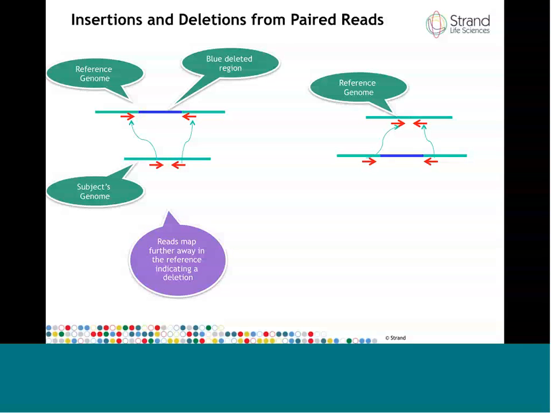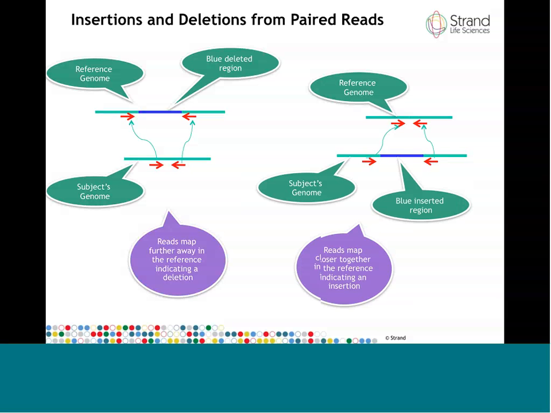Likewise, let's look at a case of an insertion. You have the reference genome, and now it's the subject genome's turn to have a blue region, so that's an insertion in the subject genome. Now you'll see that if you have two reads that map at a certain distance, let's say 200 in the subject genome, because the blue region is not present in the reference genome, these two will now map much closer to each other than the stipulated length of 200. So reads which map closer together in the reference indicate an insertion.